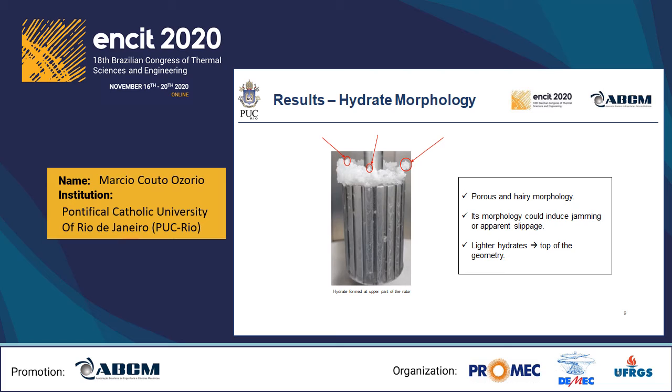The hydrate formed had a porous and hairy morphology, which usually happens because of the surfactant, Span 80 in this case. This morphology could induce the rheometer jamming and also the apparent slippage. This structure leads to lighter hydrates, and when higher shear rates are applied, the hydrate tends to go up to the rotor of the geometry, affecting the viscosity measurement. And that's why the viscosity curve for higher shear rates doesn't indicate the hydrate formation.